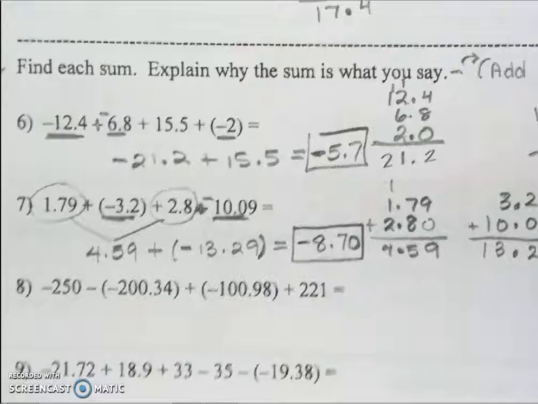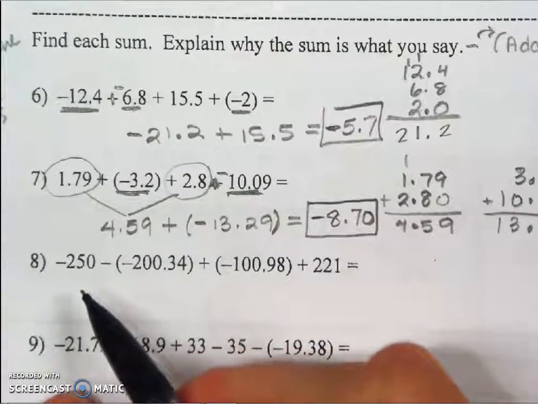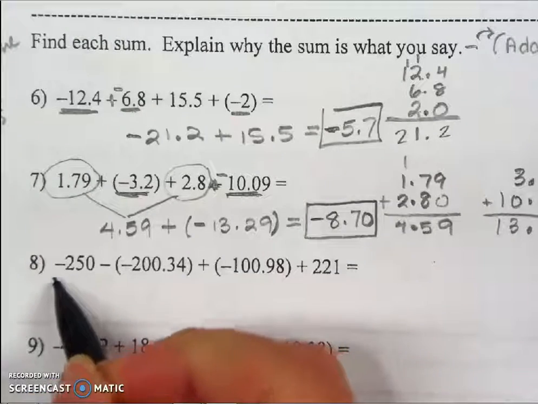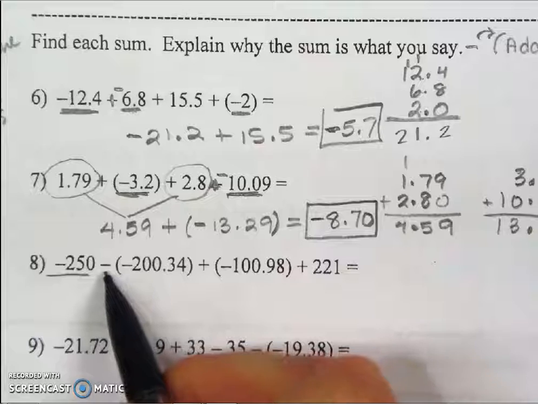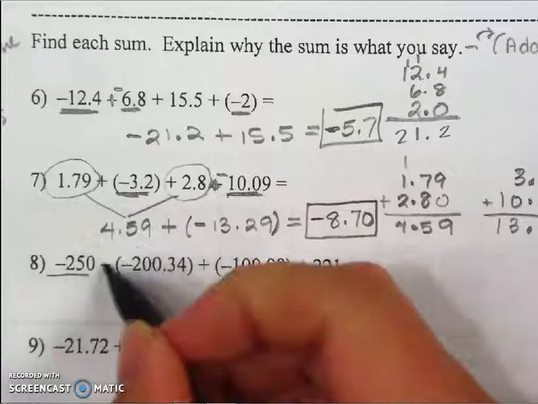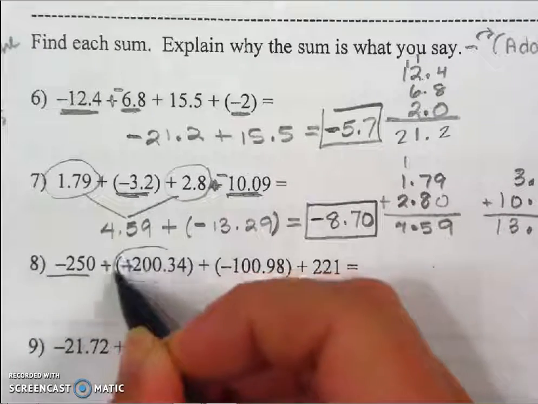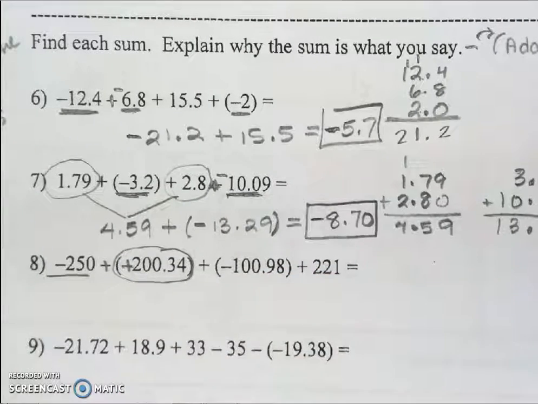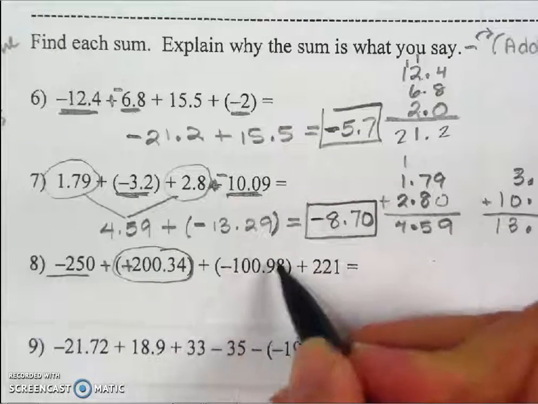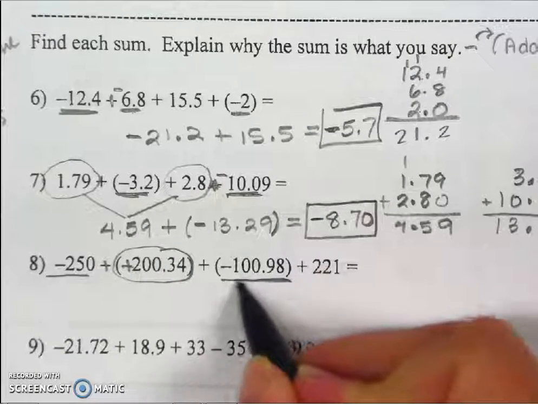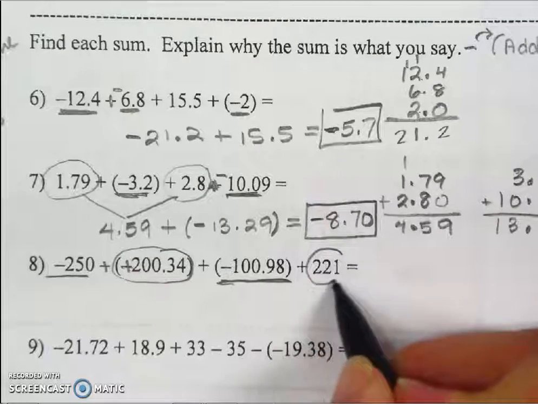All right, a couple more problems. Let's keep going. Negative 250. You know what? I'm going to underline all my negatives, the ones that stay negative. Let's see. This one's a subtraction, so we add the opposite. That's now a positive. I'll go ahead and circle all my positives. This one's already adding, and this one's negative still. So let's underline that one. This one's adding already, and it's positive. So let's circle that one.